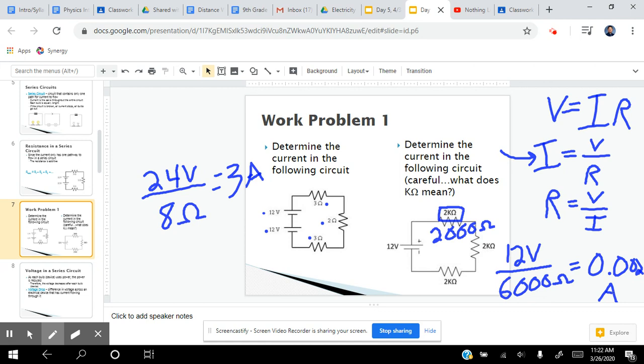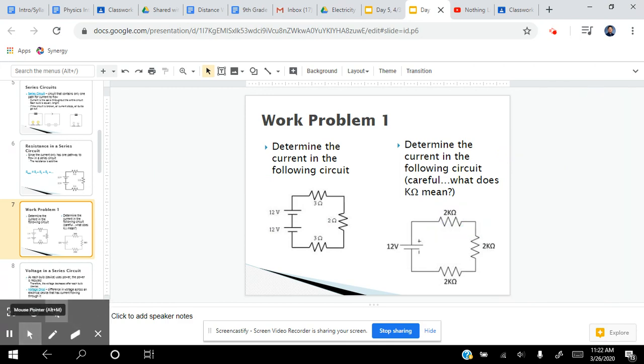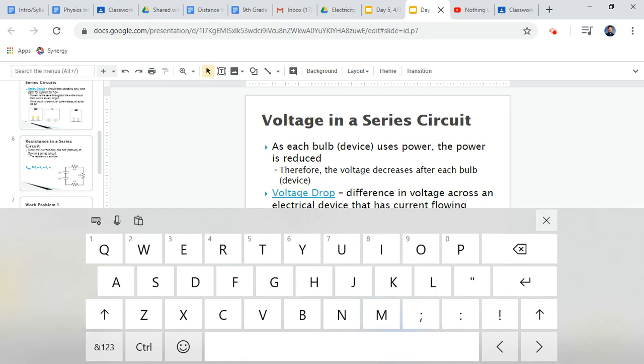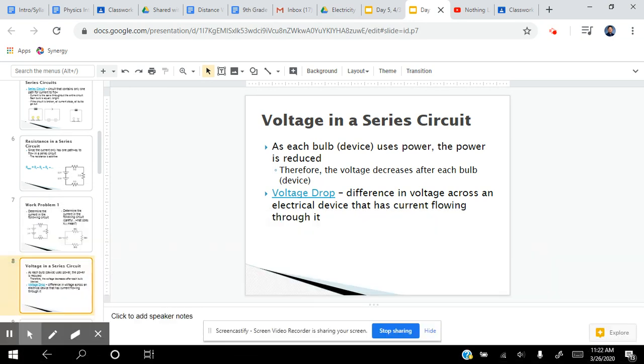Okay, so let's go to the next one. I don't know why it keeps doing that.